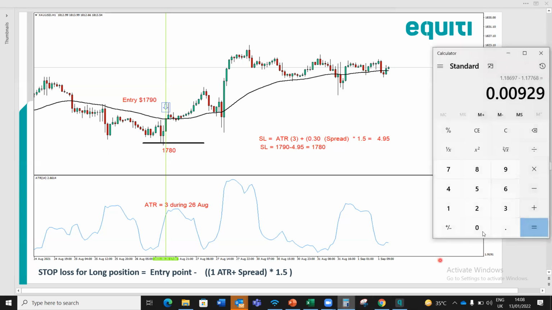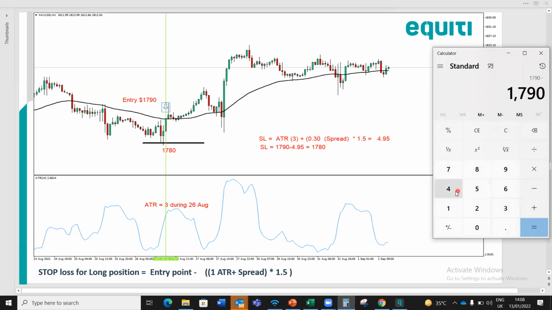So can we have that on our calculator? We have 3 plus 0.3, and that gives us 3.3. Now, all multiplied by the factor 1.5, that gives us 4.9. All right. We subtract this from the entry price in order to determine our stop loss. So subtracting this from the entry price, what's the entry price? 1790. So 1790 minus this, all right?